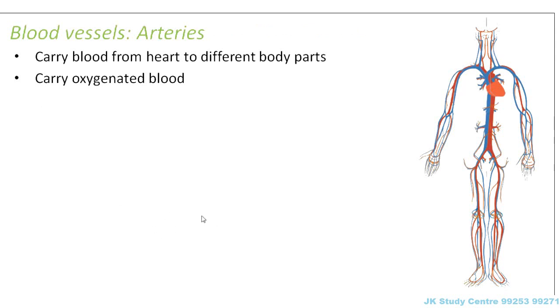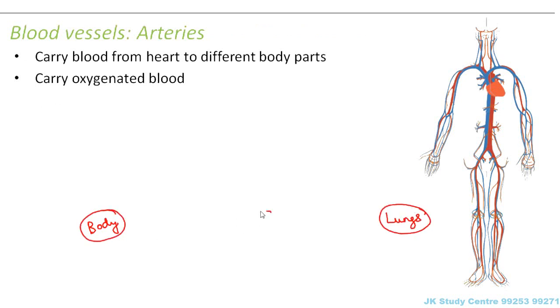Now in order to understand this, let us quickly plot the same diagram because it will help you to understand it in a better way. So this is the body, this is the lungs and this is the heart which has 4 chambers. This is the right auricle, this is the left auricle, this is right ventricle and this is left ventricle.